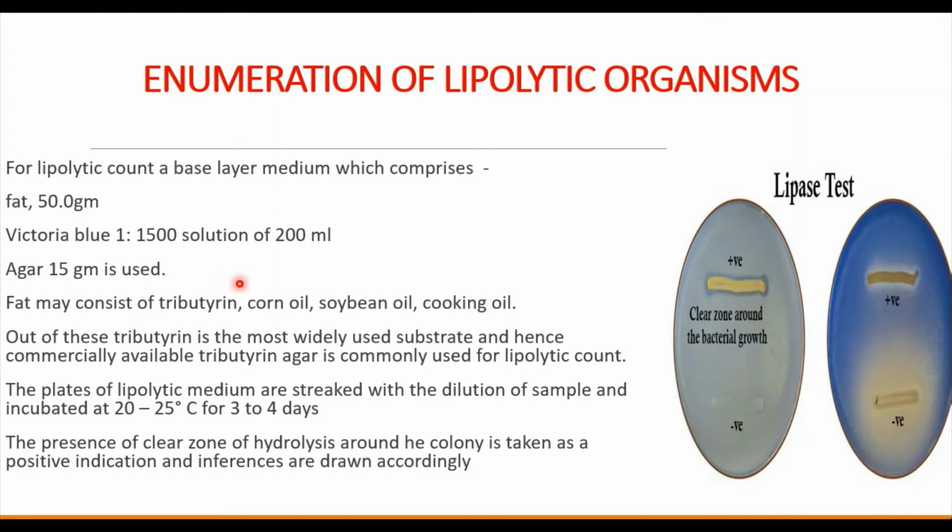Once you have prepared that, the plates of the lipolytic medium are streaked with a dilution of sample and incubated at 20 to 25 degrees for 3 to 4 days. The presence of a clear zone of hydrolysis around the colony is taken as a positive indication, and inferences are drawn accordingly. The ones which do not have a clear zone are taken as negative. So here in the pictures you can see lipolysis seen as hydrolysis of the surrounding medium. This is considered positive, and these are considered negative.